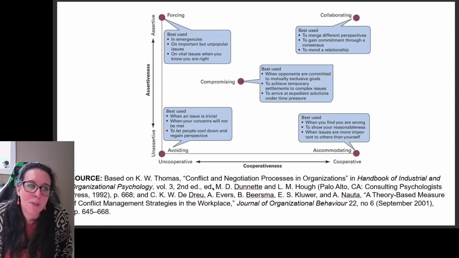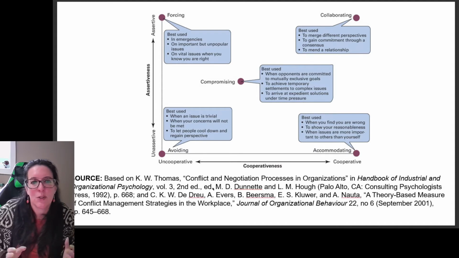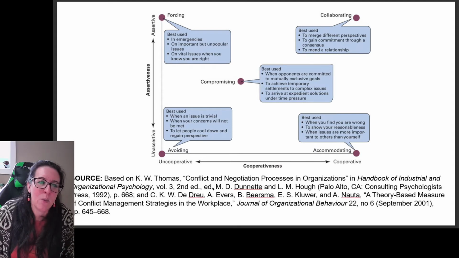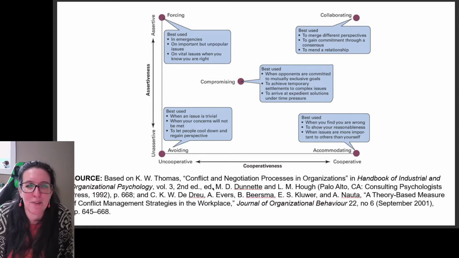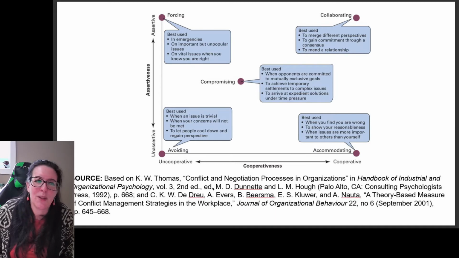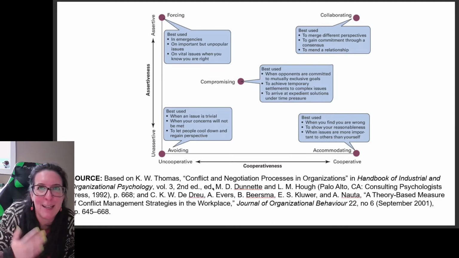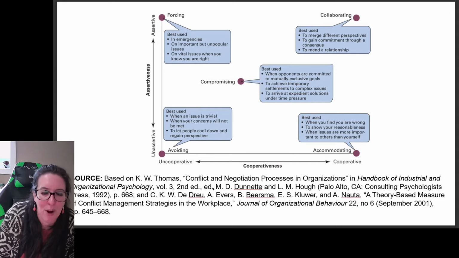There are some times when you just avoid the conflict. So if we have conflict within our team, can we take a break, let people cool down, regain their perspective, particularly when it's an issue that's trivial? If it's not actually going to impact the final outcome of the project, then you can just avoid the conflict.